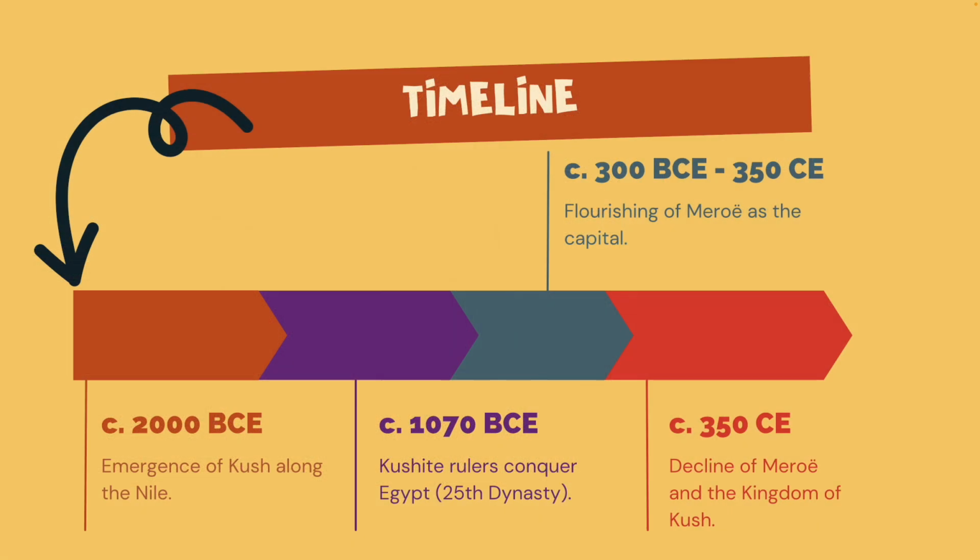Timeline. So we see that circa 2000 BCE, the emergence of Kush along the Nile. Then circa 1070 BCE, Kushite rulers conquer Egypt, and that's the 25th dynasty. And then circa 300 BCE to 350 CE, the flourishing of Meroe as the capital of Kush. And then, sadly, from circa 350 CE, we see the decline of Meroe and the Kingdom of Kush.